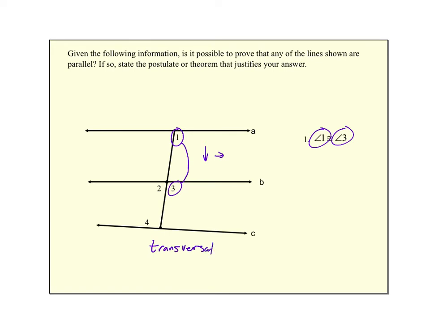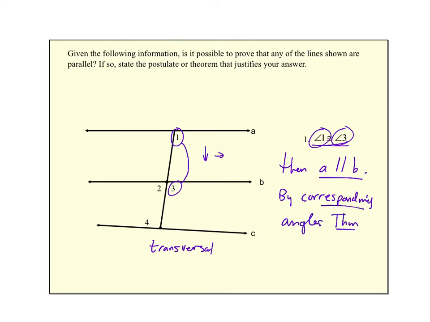So I can argue, this statement is true, 1 is congruent to 3. Then I can say, then A is parallel to B, by the corresponding angles theorem. And you could say converse of corresponding angles theorem. That's kind of what the idea is. So I can say converse of corresponding angles theorem, but I would accept corresponding angles theorem if you wanted to shorten that up.